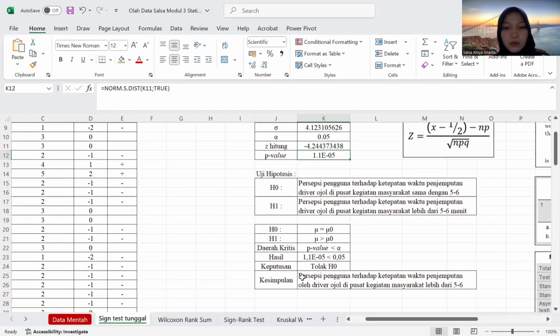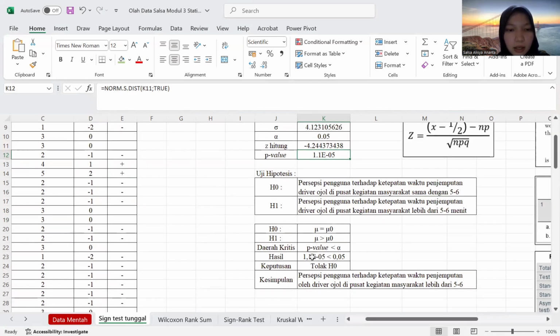The result that we get is that the p-value is less than alpha, and the decision here is to reject the null hypothesis. The conclusion is that there is sufficient evidence to state that the user's perception of the punctuality of the pickup time by the online motorcycle driver at the community activity center is more than 5 to 6 minutes.